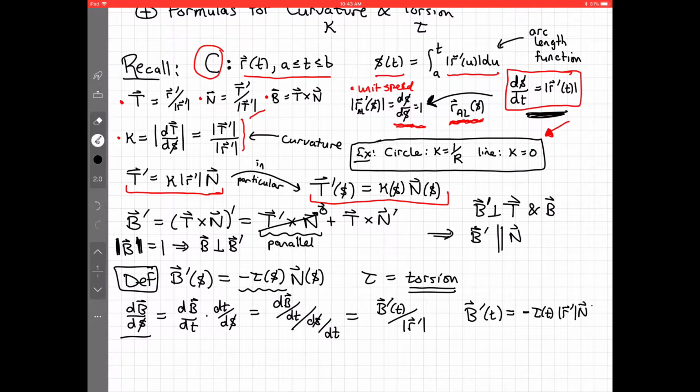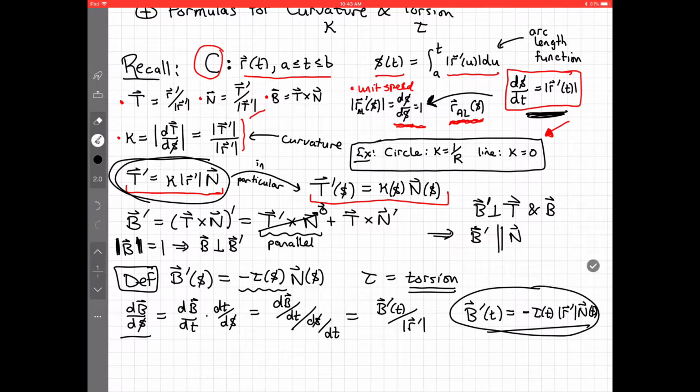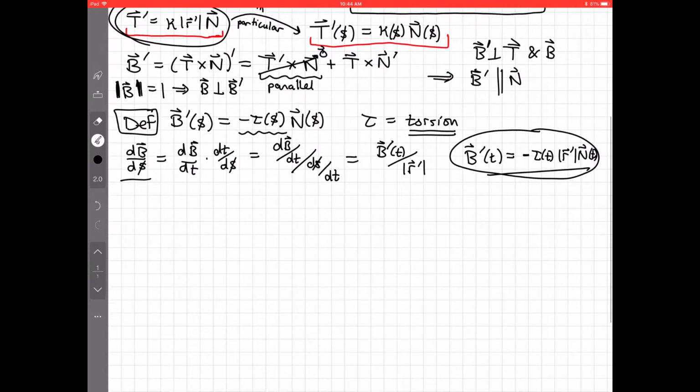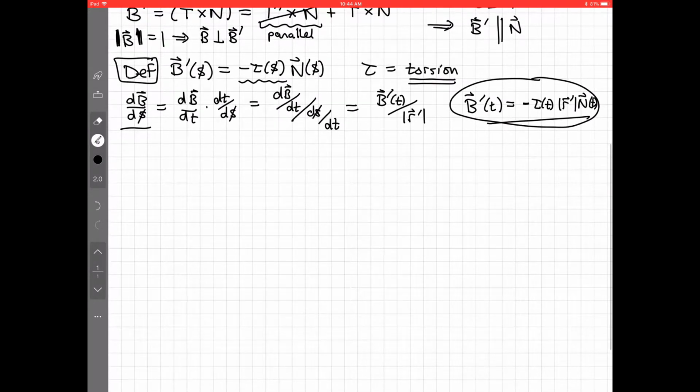That's analogous to what we had before for the derivative of t. So we also have this for the derivative of b. Okay, so that's the definition of torsion. Torsion says how the binormal is changing. And if you remember, the binormal is perpendicular to the osculating plane, so torsion gives a measurement of how the normal vector for the osculating plane is changing. And so in some sense it's a measurement of how not planar our curve is.